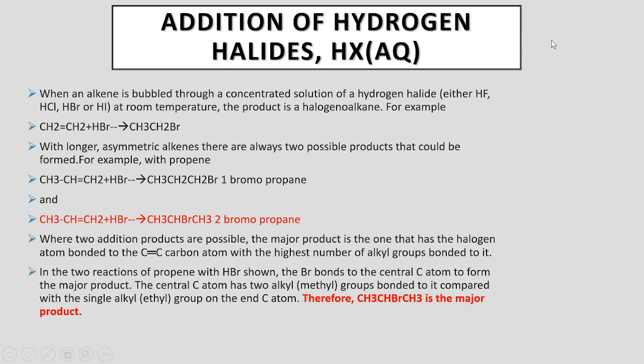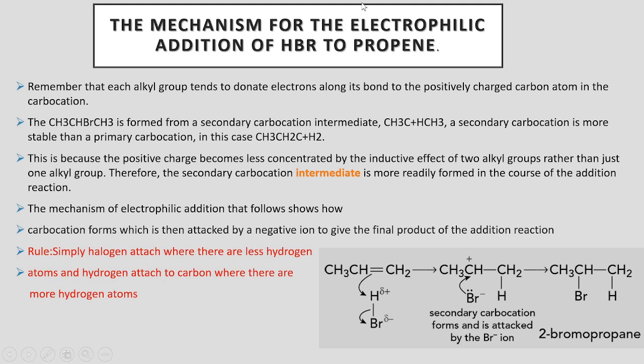Then, addition of hydrogen halide, HX. We can add a hydrogen halide to any alkene and convert it into a haloalkane. You can see here this one is propene. By the addition of HBr, we have 2-bromopropane. In this way we can prepare a haloalkane by adding a hydrogen halide to an alkene. The major product is 2-bromopropane.